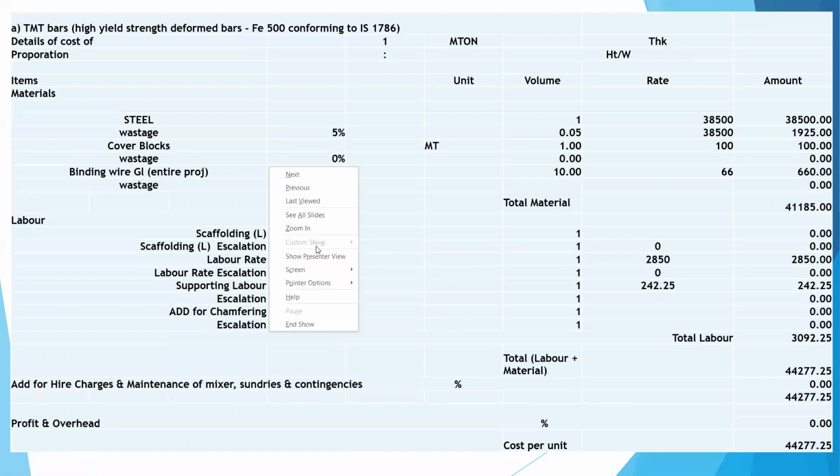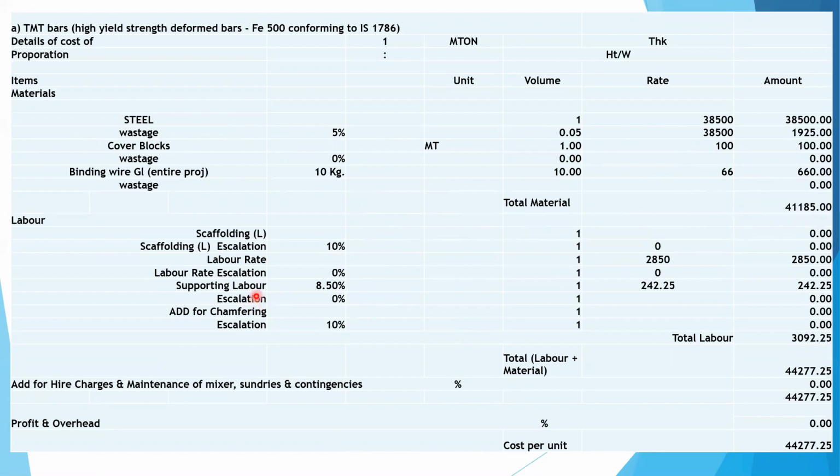TMT high yield deformed bars of FE 500. Steel price 38,500. Wastages and rolling margin 5% will be 1925. Cover blocks 100 rupees. Binding wire 10 kgs at the rate of 66 will be 660. So the total material cost 41,185.